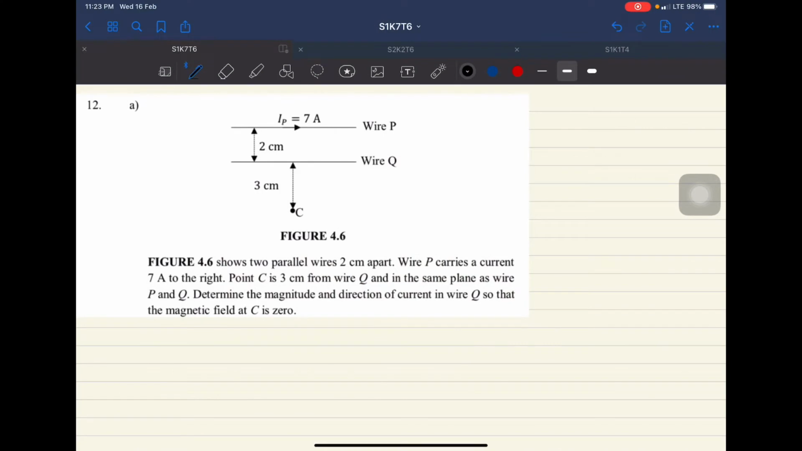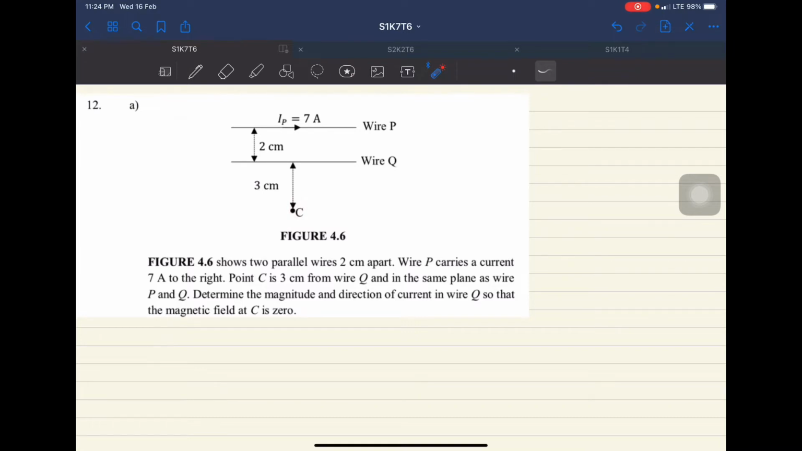Okay, for question 12a, they give you wire P and wire Q with a diagram. The distance apart is 2 centimeter here, and then wire P carries a current of 7 ampere to the right. Point C is 3 centimeter from wire Q and in the same plane as wires P and Q. Determine the magnitude and the direction of current in wire Q so that the magnetic field at C is equal to 0. So they want to find the direction of the current and the magnitude of the current so that the magnetic field over here is equal to 0.